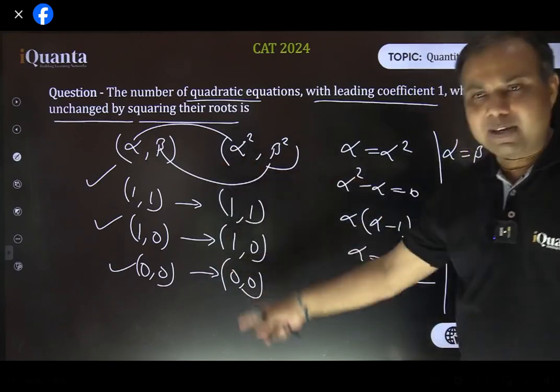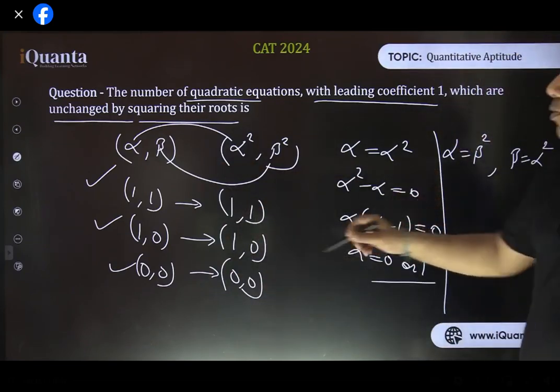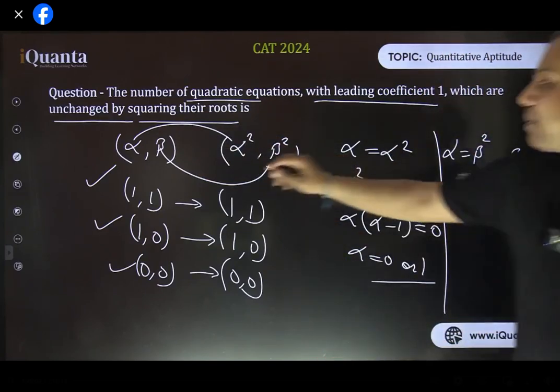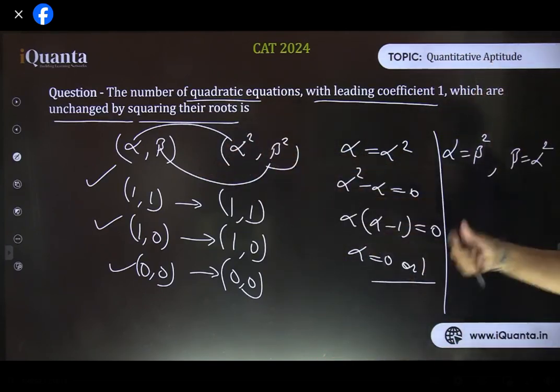So far, the values which we have written, just by seeing the numbers, we have tried to do that only. That alpha becomes equal to alpha square, that's how we have written this. But it is also possible that alpha becomes equal to beta square and beta is equal to alpha square. Let's see what happens algebraically here.